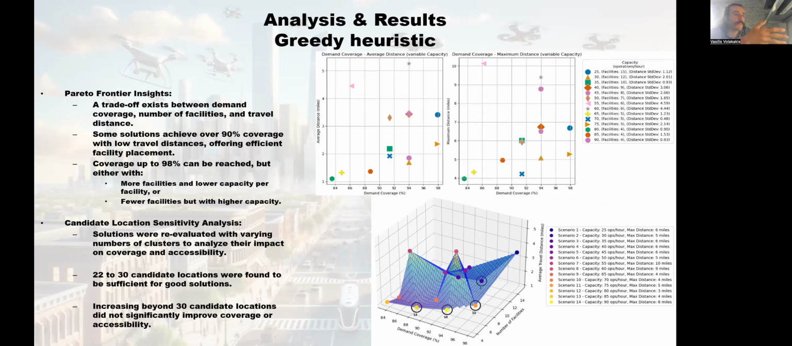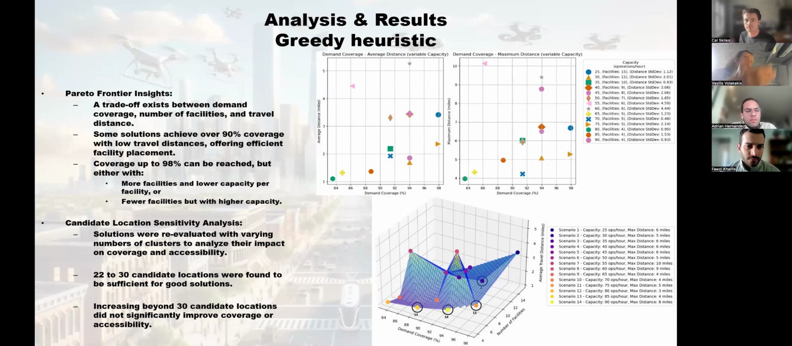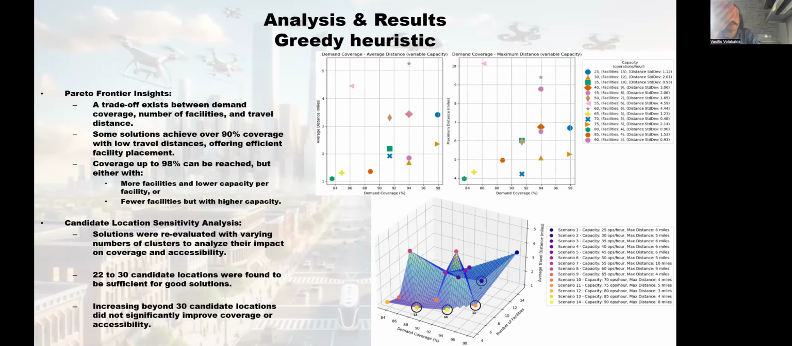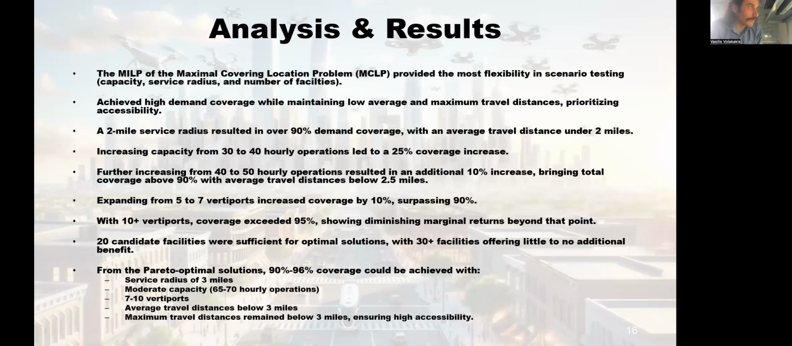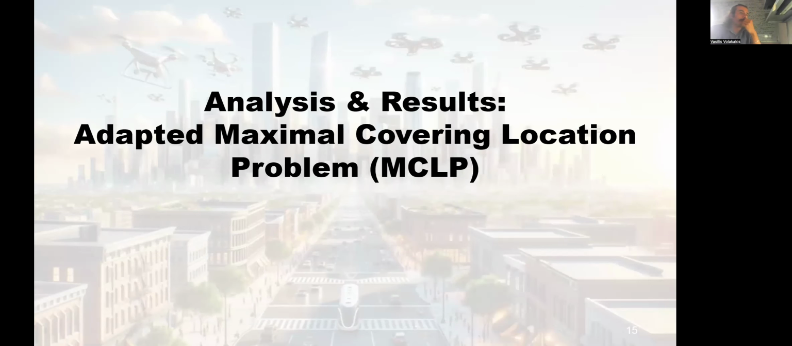On the right, again, you see a set of Pareto frontier solutions on the bottom right, and above that, a comparison between the average distance traveled and the coverage, and the maximum distance and coverage, for different scenarios. And you see a very simple and reasonable assumption that as the operations per hour go up, the number of facilities can go down, which is reasonable. And in the interest of time, I will jump to the adapted maximal covering location problem.